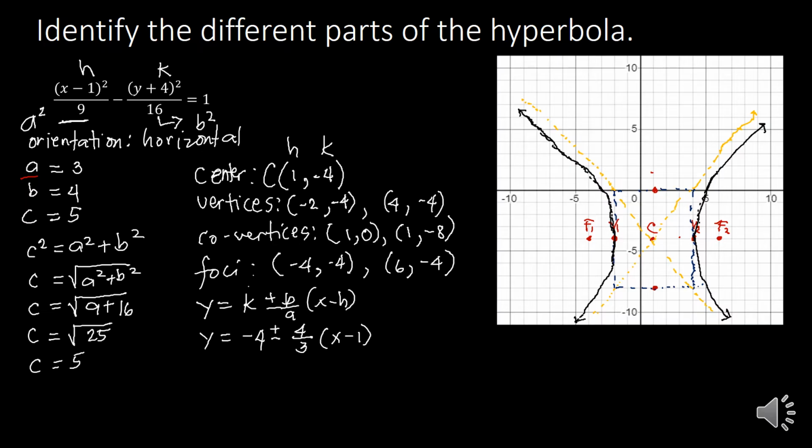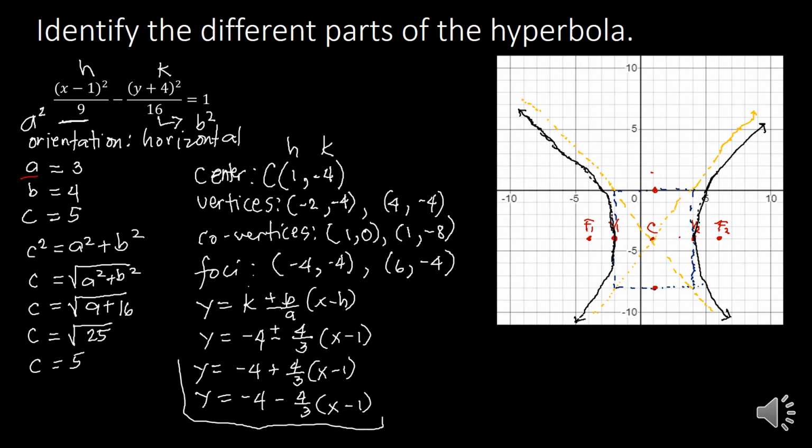So you may try to break this one apart by simply writing y is equal to negative 4 plus 4 over 3 times x minus 1, wherein 4/3 here is our slope of the line. Another one here is y equal to negative 4 minus 4/3 times x minus 1. So those will be our equations of the lines which are asymptotic to that graph.